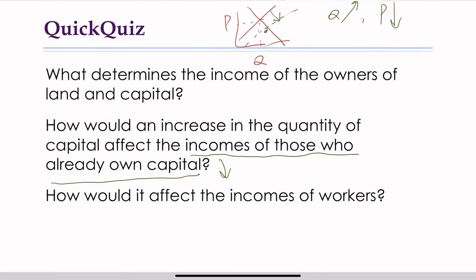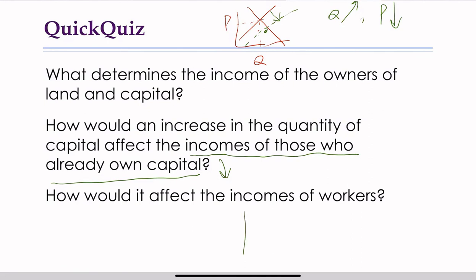How would it affect the incomes of workers? So this talks about the connection between different factors. And you can imagine that if there's more capital, and we know that capital is one important factor used in production, which means if there is more capital, then workers will become more productive. So in this case, the marginal product should increase. This implies the value of their marginal product should increase.